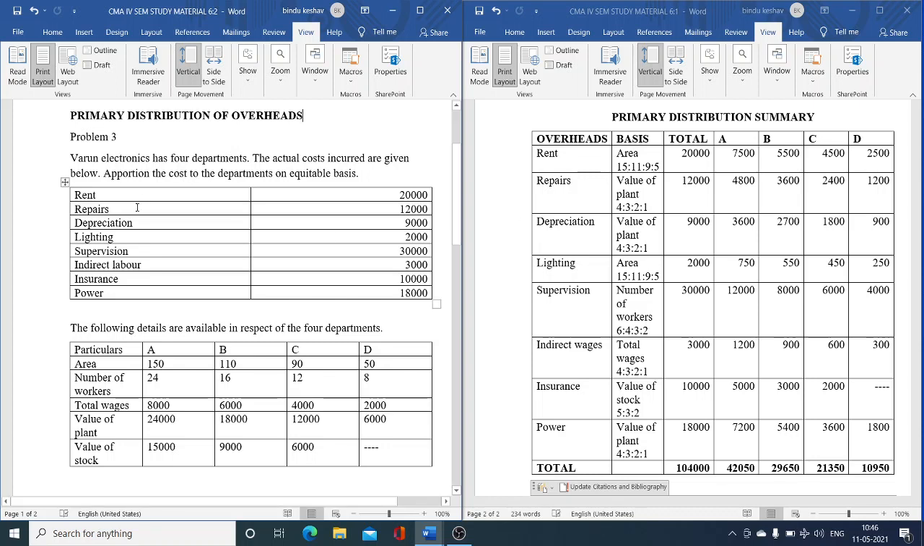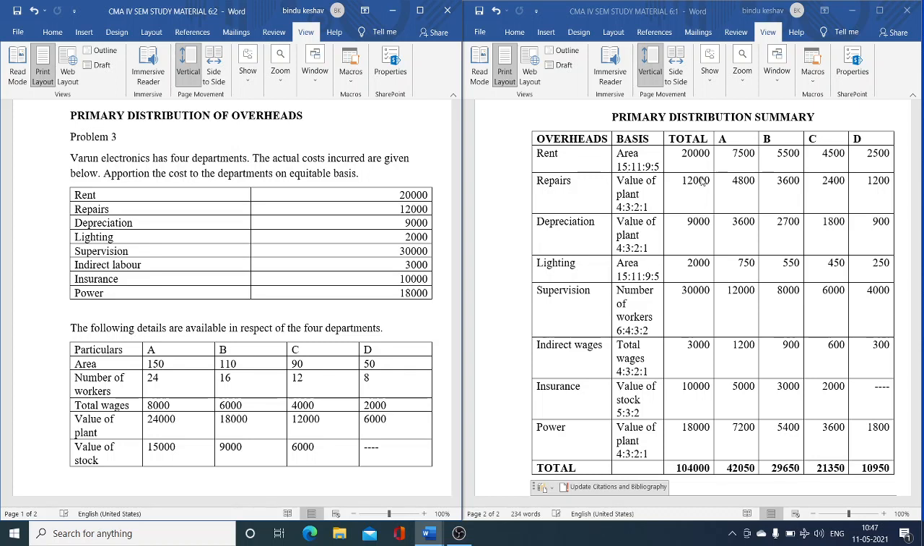The next aspect is repairs. Repairs is 12,000 rupees. When we look at the additional information, we know that repairs is carried out for the plant. So the value of plant will be taken as the basis of apportionment. The value of plant is given as 24,000, 18,000, 12,000 and 6,000. Now the ratio will be 24 is to 18 is to 12 is to 6. We can simplify it further by dividing by 6, so the ratio will be 4 is to 3 is to 2 is to 1. The total of 4 plus 3 plus 2 plus 1 is equal to 10.